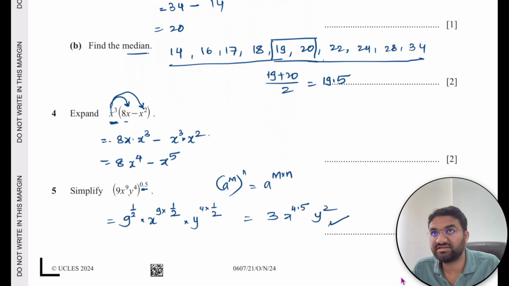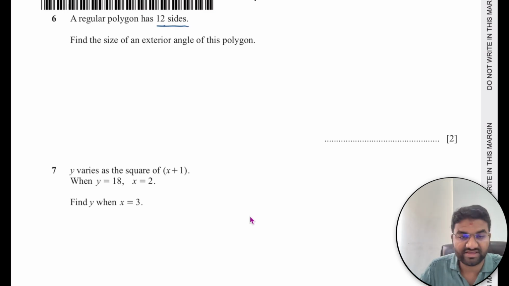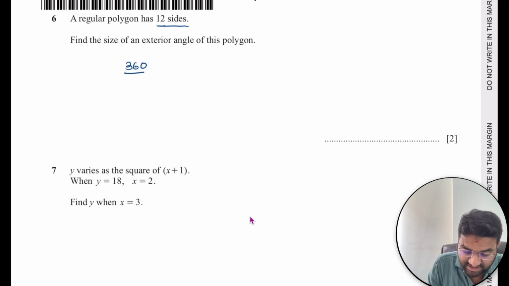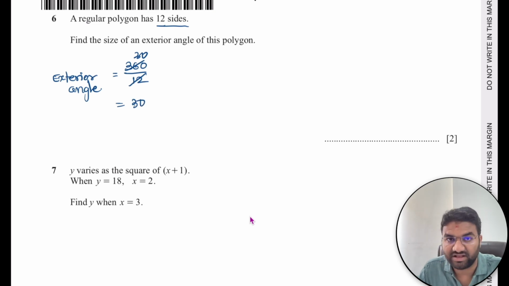I hope you are getting these tips and tricks. Next question: a regular polygon has 12 sides. Find the size of an exterior angle of the polygon. The exterior angle of a polygon has a simple formula: the sum of all the exterior angles is 360. Here we have 12 sides, so the exterior angle is equal to 360 divided by 12. It's 12 times 3, so 30 will be the exterior angle.